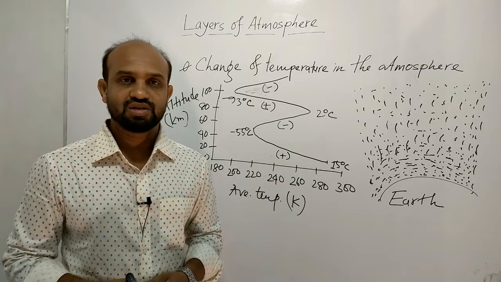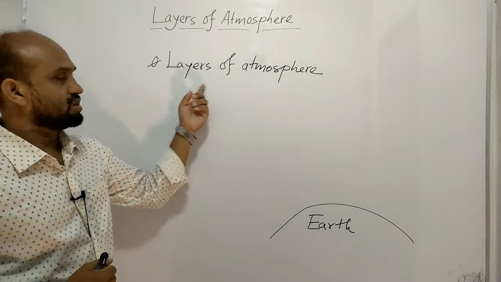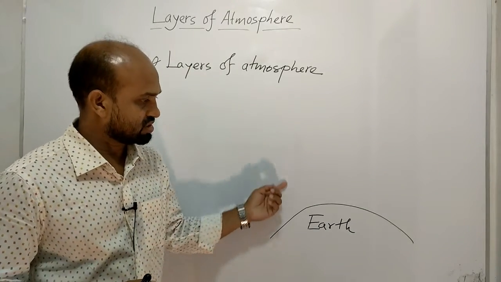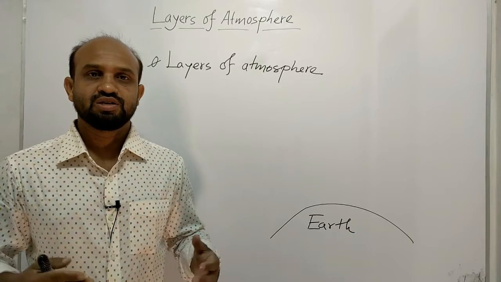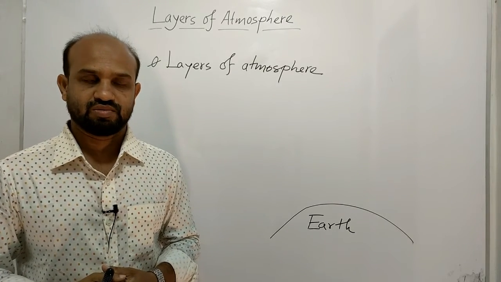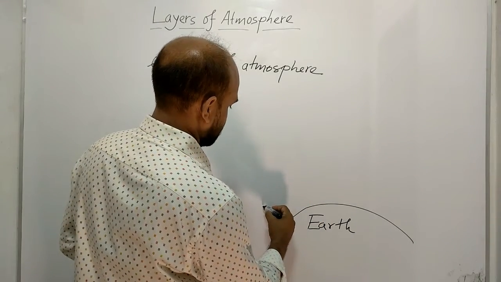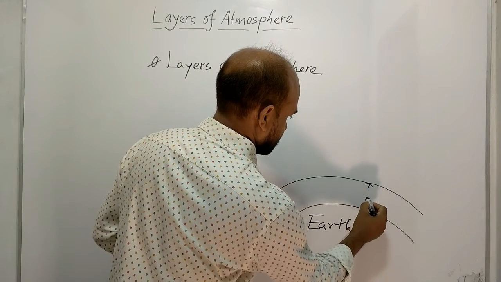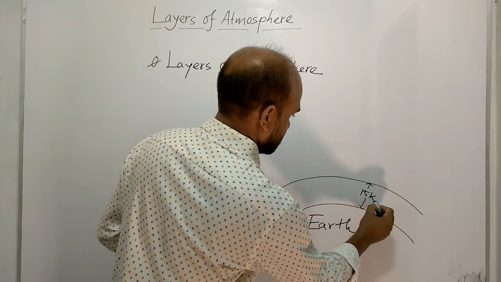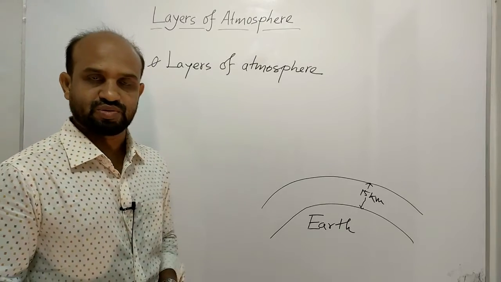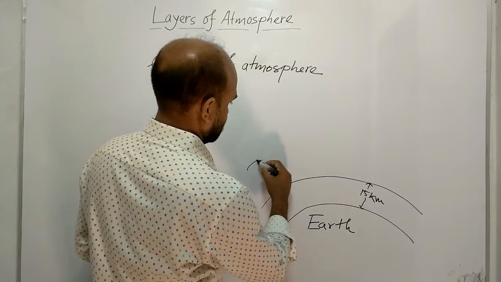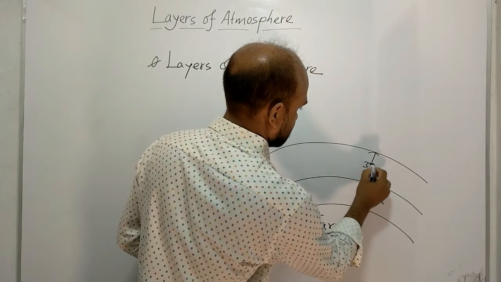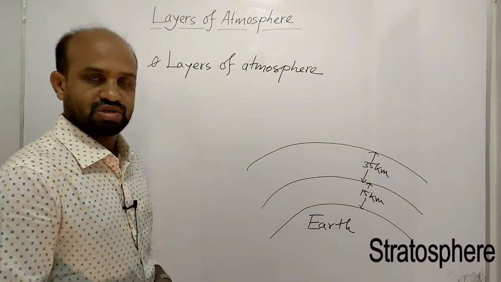Now let's see the layers of atmosphere. The point is layers of atmosphere. We have already known the atmosphere is divided into 4 layers due to the zigzag change of temperature in the atmosphere. From the ground up to 15 kilometers, this is called troposphere, and next 35 kilometers is called stratosphere.